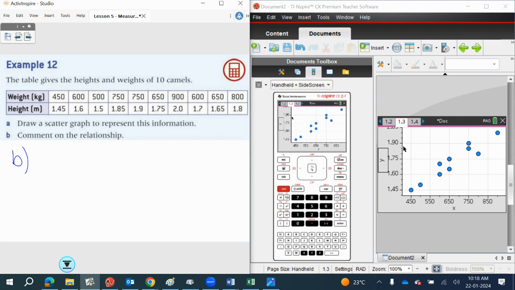Explain to the person next to you, what is the description of this relationship? While I come around and look at the screens.